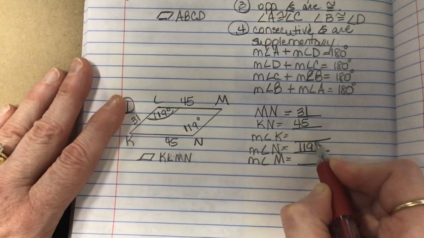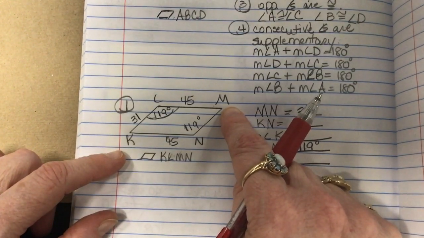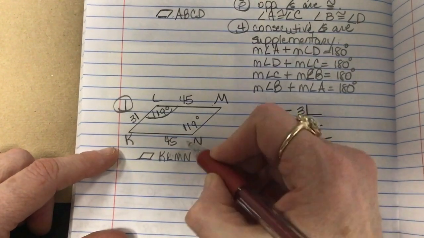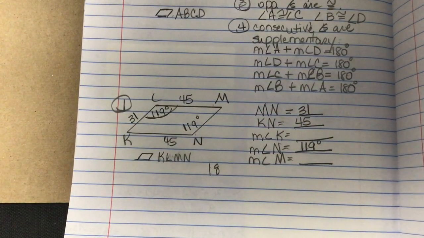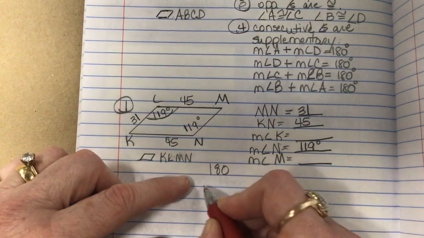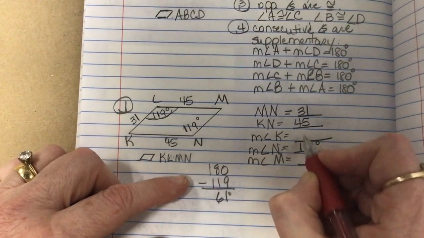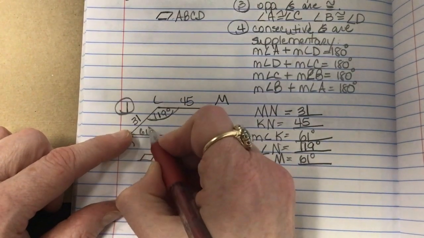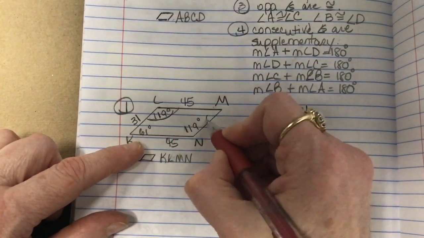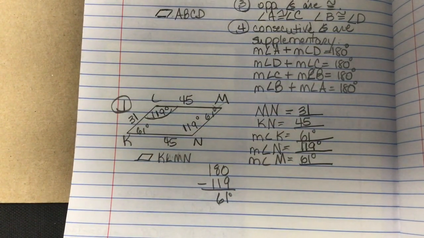Be sure and put degrees on it. Now, how would I get K and M? Yeah, just do 180, because I know these two add up to 180, these two add up to 180. They have to be 180, because that's the only way you're going to get 360 out of this thing. So 180 minus 119 leaves you 61. And if you put 61 here, 61 plus 119 plus 61 plus 119, surprise, surprise, is 360.